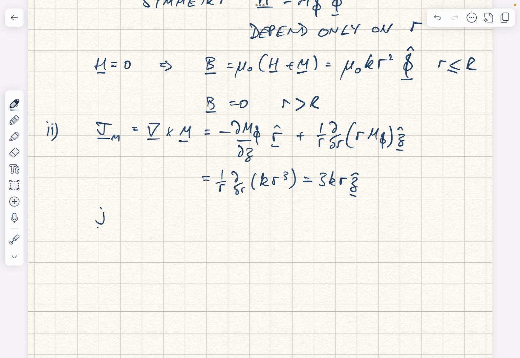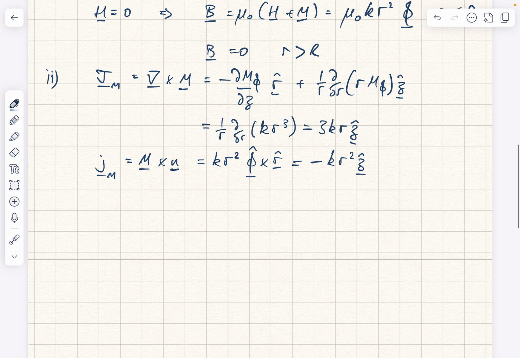The surface current density is m crossed with n. Now the normal is just the radial direction, so we get kr squared, and then we have phi, which is the direction of the magnetization, crossed with the radial direction. Phi cross r is minus z, so we get minus kr squared in the z direction. So the surface current density flows in the negative z direction.